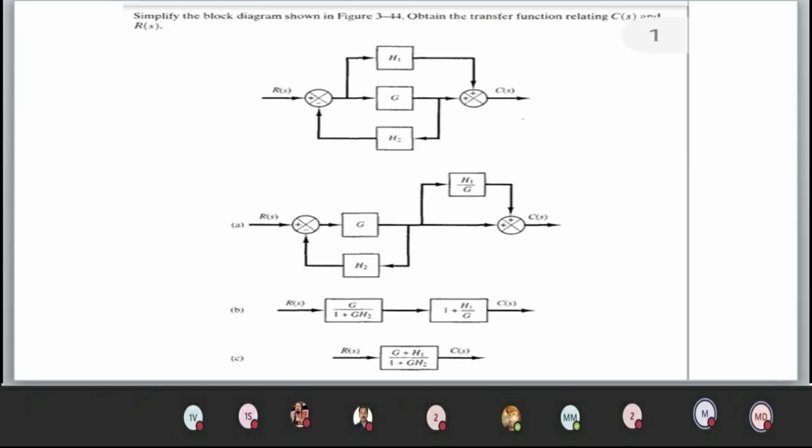Now, the first step has been done smartly. Moving the takeoff point to one ahead of G. So he has a divider by G. So H1 becomes H1 by G. So he has made the goal too simple.